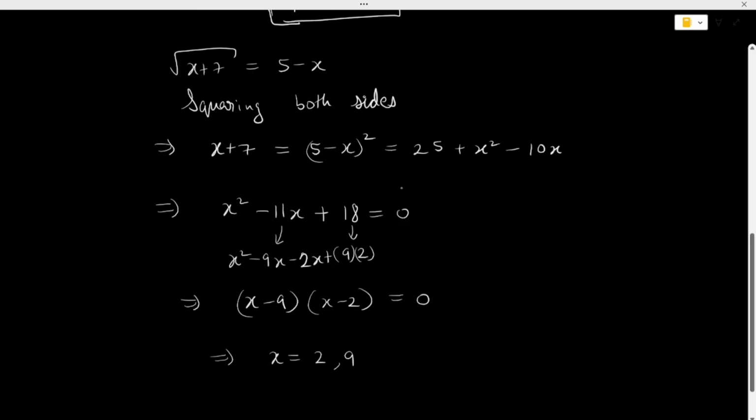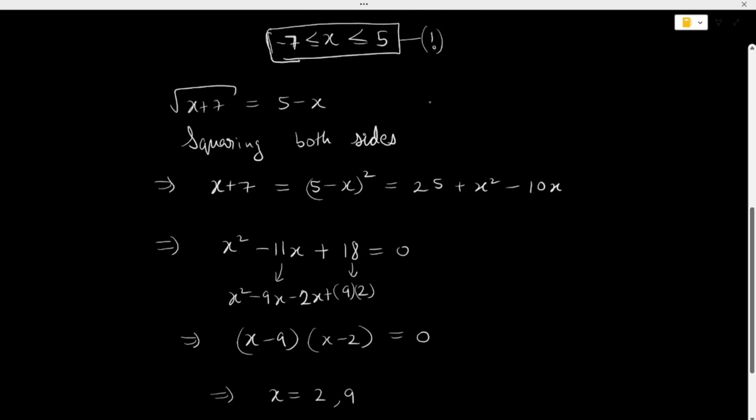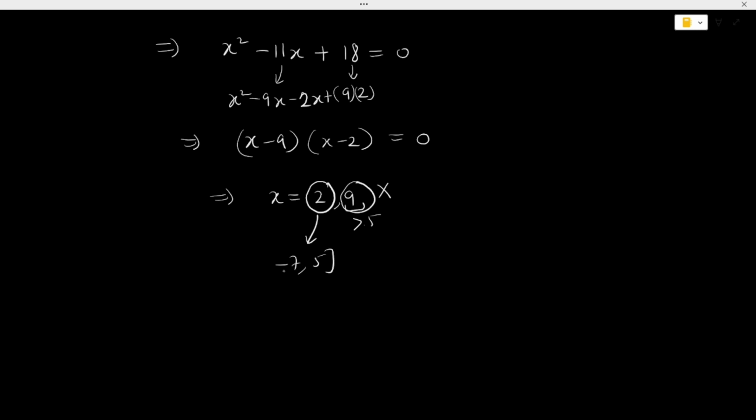Now let's see our domain. Our domain was that x can be between minus 7 and 5. So this is a critical condition. As 9 is greater than 5, this is our extra root, so this is not our solution, and 2 is in the range of minus 7 and 5, so this is our solution. So x is equal to 2 is our answer.